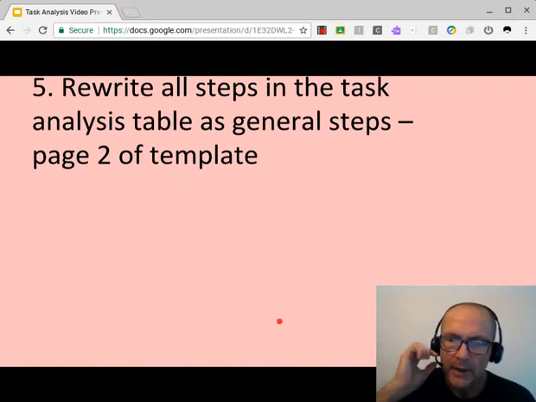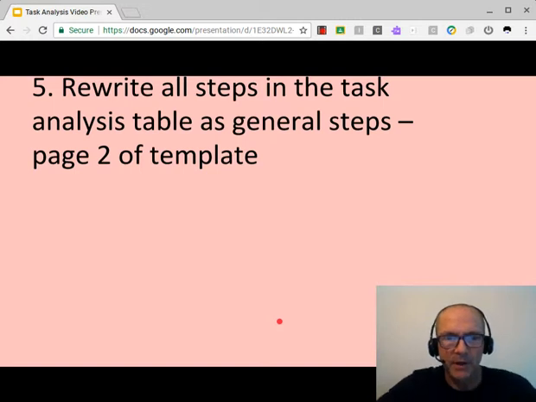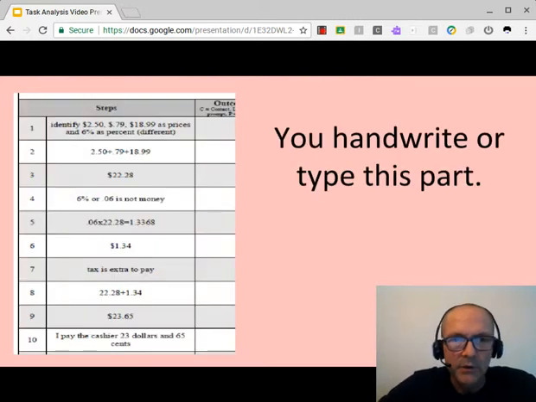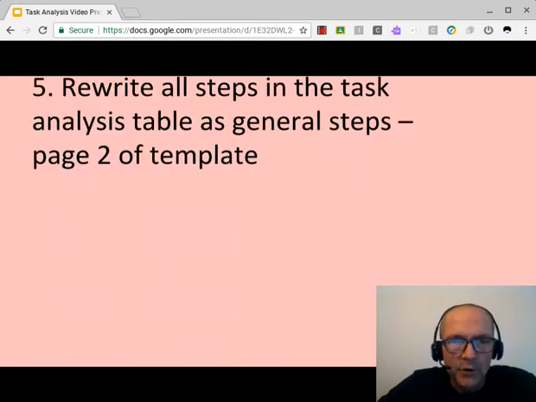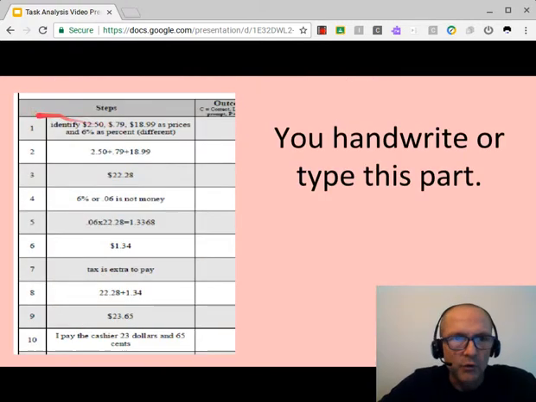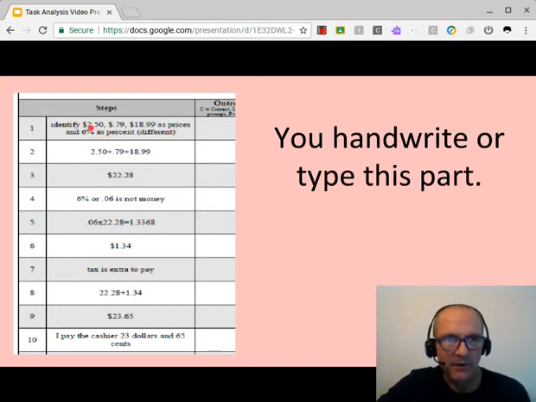So now we're going to generalize the steps that we had previously so that we can have a document that would be useful for any type of multi-step problem, not just Doritos and whatever we had earlier, AC/DC shirt. So on page 2, take out that template and try to write each of these in general terms. So instead of writing identify $2.50, 79 cents, and $18.99 as prices, your first general step would be distinguish between prices and the tax rate. That's one possible way of writing that.